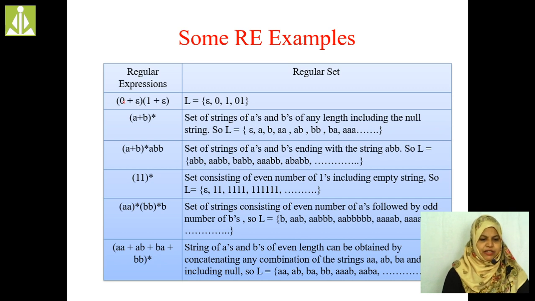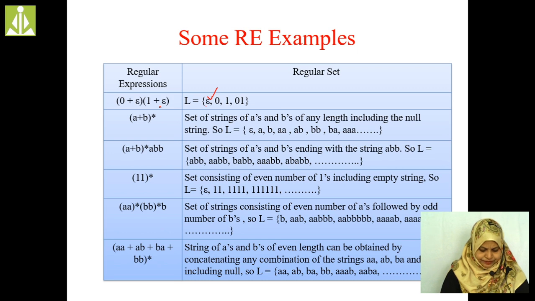See some of the examples. See here, 0 plus epsilon into 1 plus epsilon. Here what is the language? This language consists of the empty string, that's the reason here I am going to write the empty string. Then here the union is there, 0 plus epsilon and 1 plus epsilon. Then here 0 plus 1, and it consists of 0, or else it consists of 1, or else it consists of 0 and 1, right?